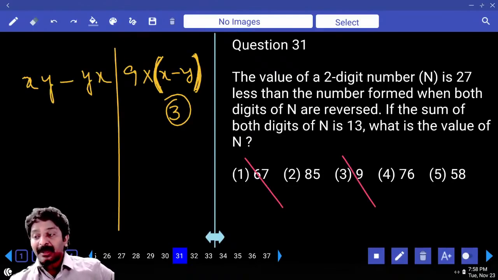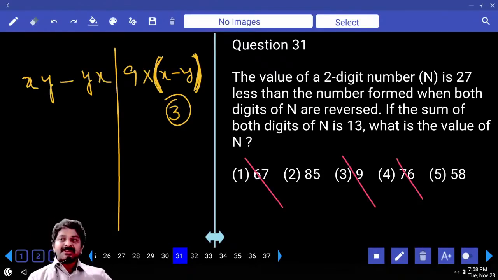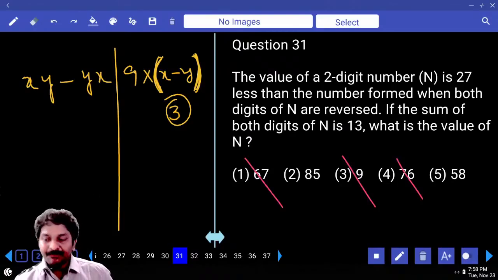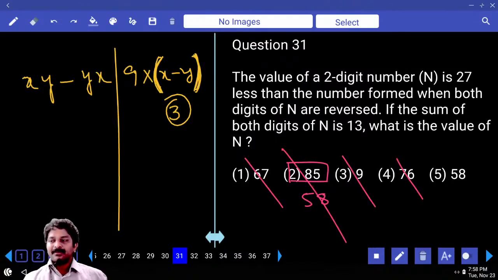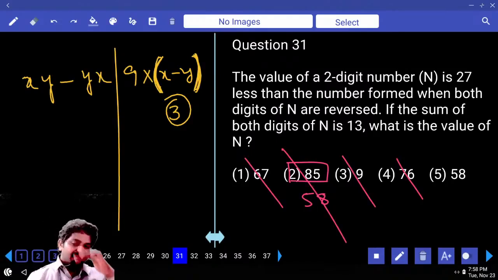Can it be the fourth option? Can it be the fifth option? Two options are there. Now use the first condition itself. What is more, the two digit number or the interchanged number? The interchanged number is more. If the original number is 85, when you interchange you get 58, right? So the original number is more than the number obtained by interchanging the digits, correct? So can this be your answer? Final answer 58.